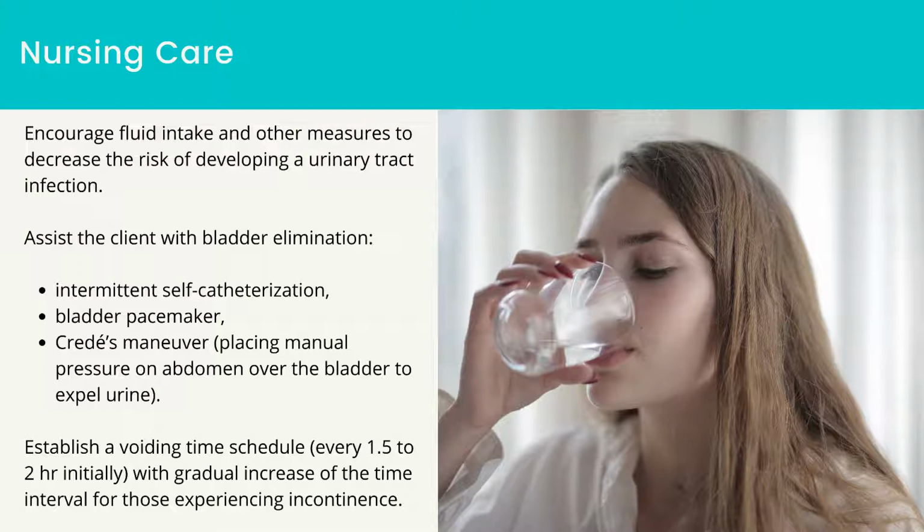Assist the client with bladder elimination: intermittent self-catheterization, bladder pacemaker, Credé's maneuver, placing manual pressure on abdomen over the bladder to expel urine. Establish a voiding time schedule, every 1.5 to 2 hours initially, with gradual increase of the time interval for those experiencing incontinence.